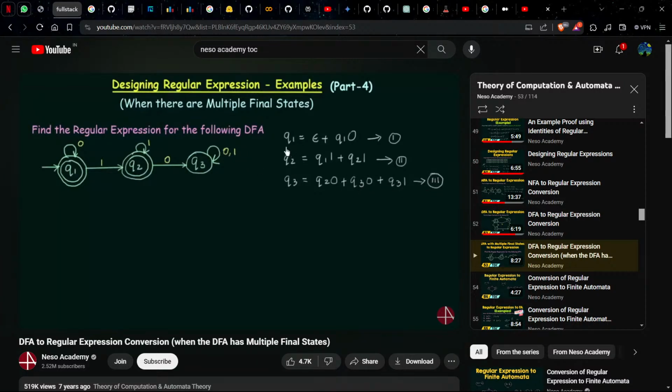Okay, so now we have made the equations for all the states that we have. Now we see that q1 and q2 are both final states. So first of all, let's take one of the final states and find the regular expression for it. Let me start with final state q1. I will take equation number 1, the equation for q1: q1 equal to epsilon plus q1 0. So this is my equation.